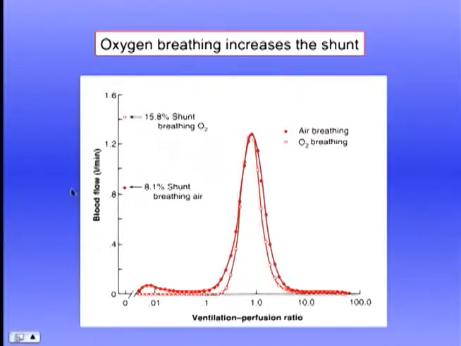Now we're only showing the blood flows. Here's the blood flow here, and the closed circles are the ones we saw in the last slide. The open circles are what happened after the oxygen breathing. And you can see a very interesting change. What happened was that the blood flow to the poorly ventilated alveoli disappeared. The low VA/Q units disappeared, but at the same time, the shunt increased from 8 to nearly 16%. So the most likely explanation there is that the low VA/Q units were converted into unventilated units.